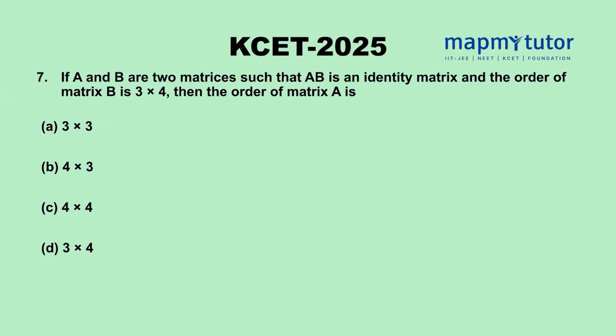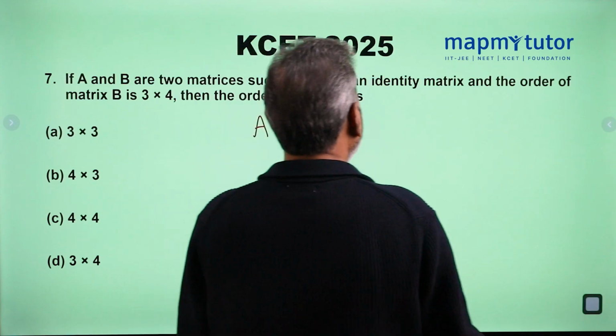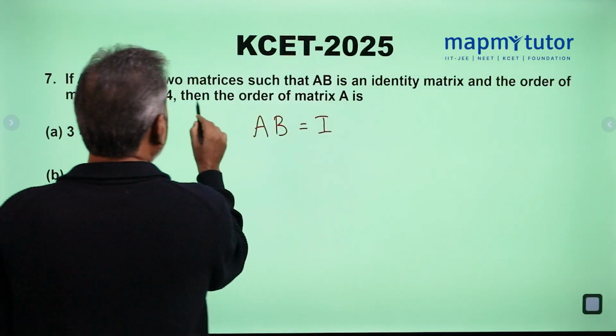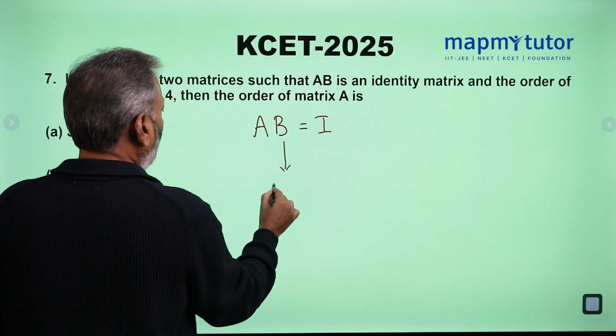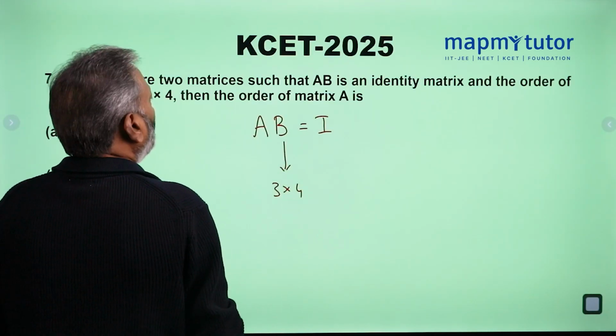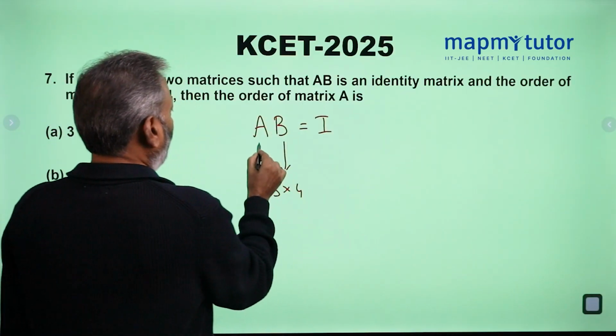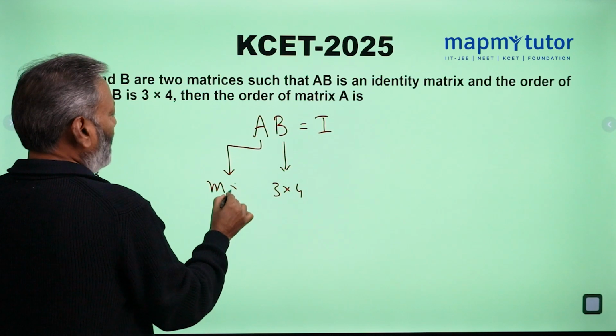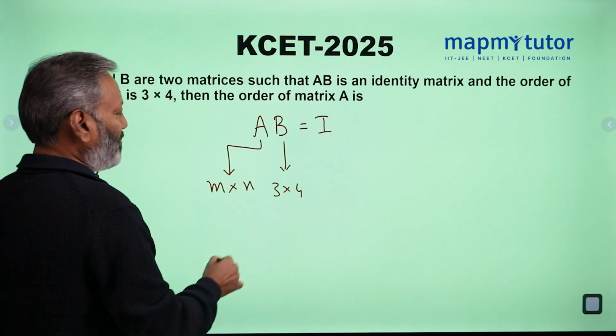A and B are two matrices such that AB is an identity matrix. That means what? AB equals I. And the order of matrix B is 3 cross 4. So, B is 3 cross 4. And then the order of matrix A. So, what can be the order of matrix A? Let me consider order of matrix A as M cross N.